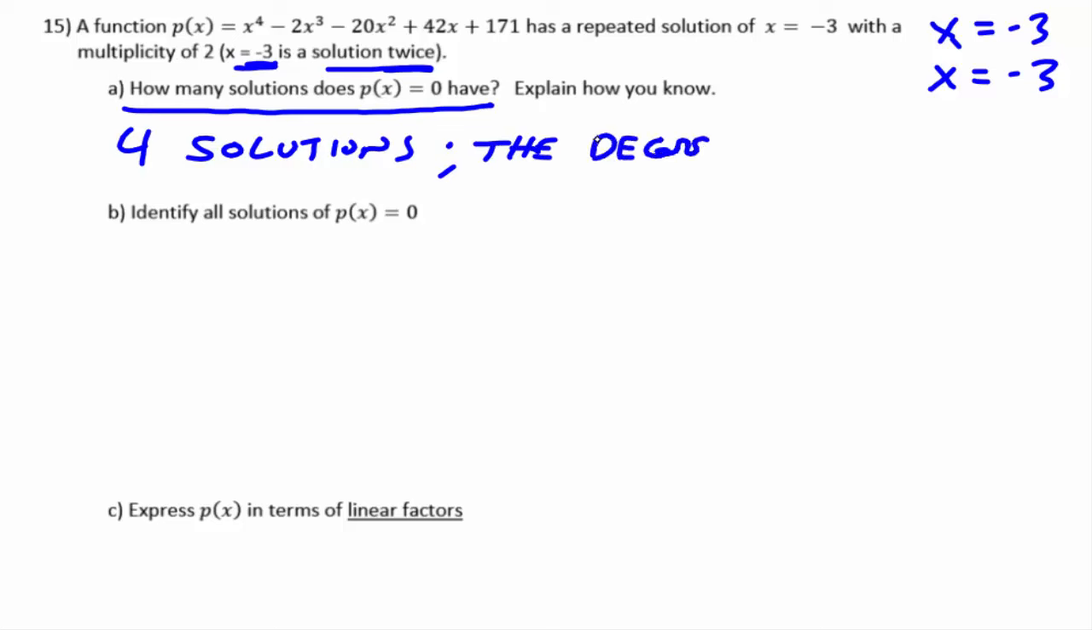The degree of the function will tell you how many solutions you're going to have. Now, they may not all be real solutions. That we're going to find out here.